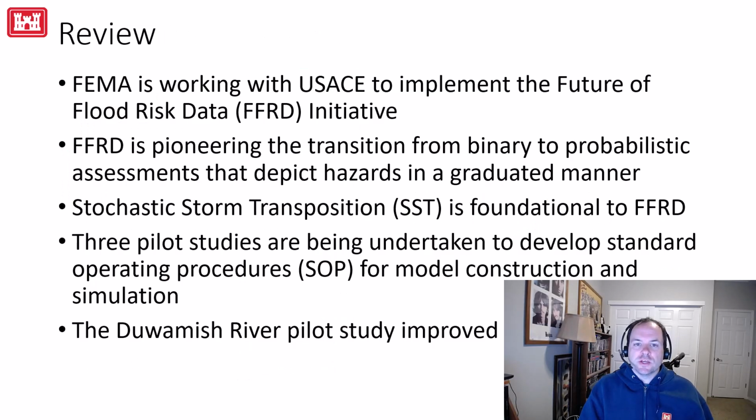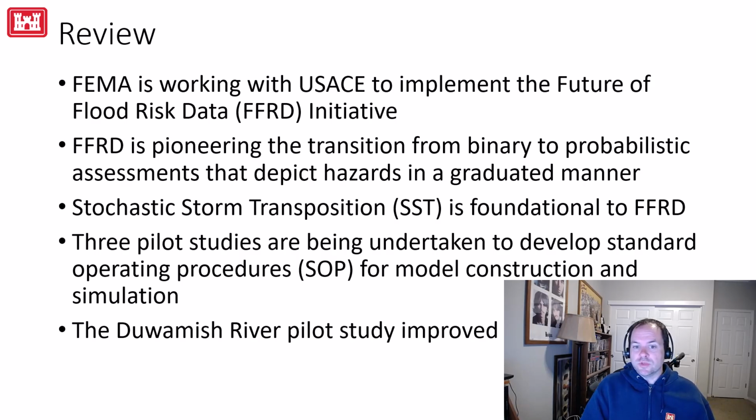In review of this entire series of lectures, FEMA's FFRD initiative is attempting to produce a more risk-informed national flood insurance program. FFRD is pioneering the transition from binary to probabilistic assessments that depict hazards in a graduated manner. In support of FFRD, the U.S. Army Corps of Engineers is collaborating with FEMA to provide methodology recommendations. An SST is foundational to FFRD and produces a variety of storm events that fall over a watershed in any given year, and any of those storm events can produce floods of interest.